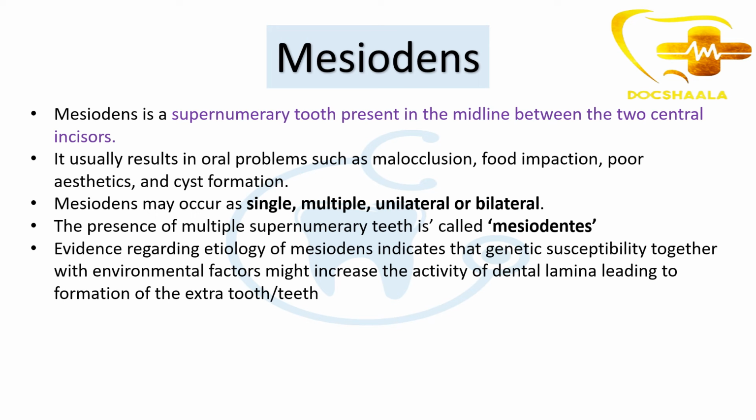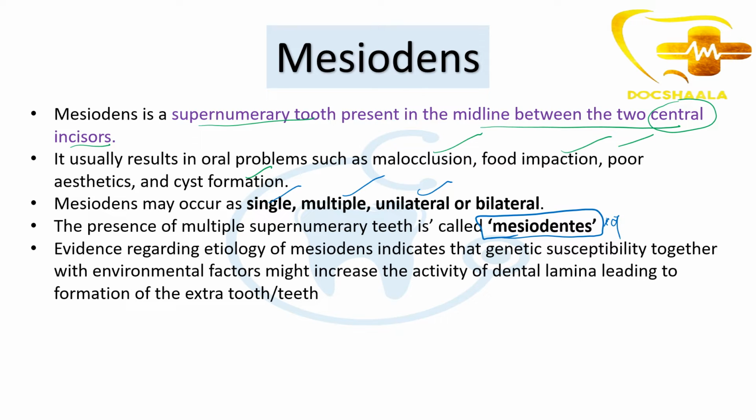A Mesiodens is a supernumerary tooth that is present in the midline between two central incisors. So Mesiodens is also a supernumerary tooth, but when it is present in the midline between two central incisors, it is called Mesiodens. It results in oral problems such as malocclusion, food impaction, poor aesthetics and cyst formation. Mesiodens may occur singly or multiple, unilateral or bilateral. The presence of multiple supernumerary teeth like supernumerary mesiodens is known as mesiodentes. This is an important term, just keep this in mind.